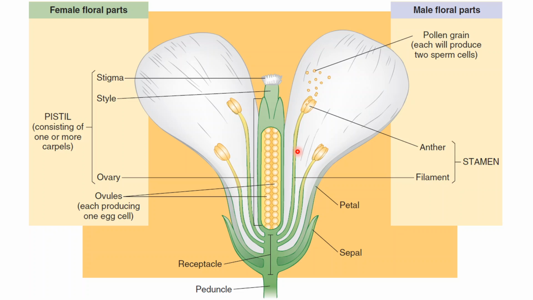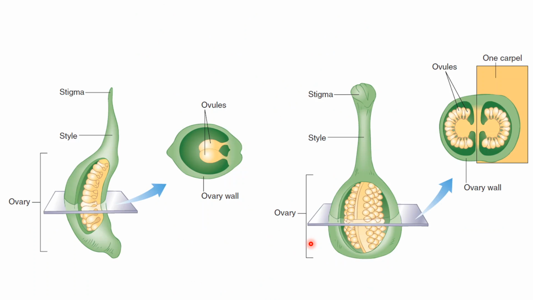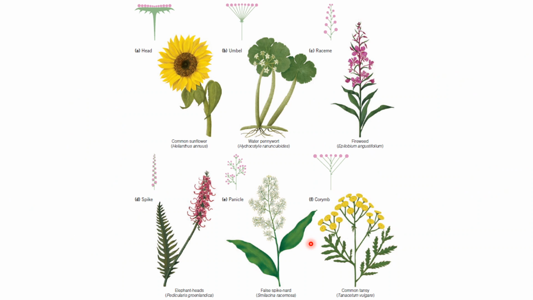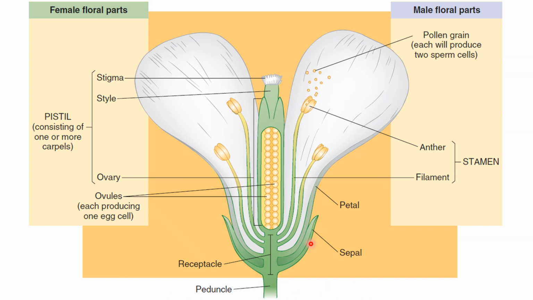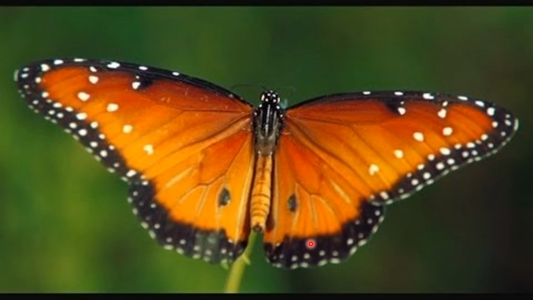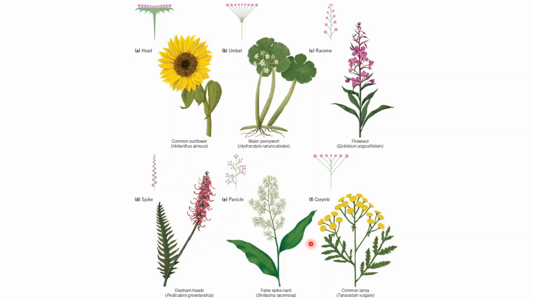And sepals look like a leaf, and they cover and protect the flower, especially when the flower develops from the bud.